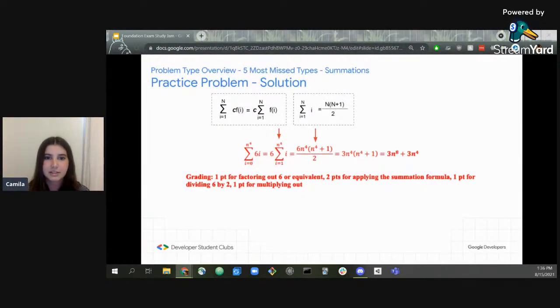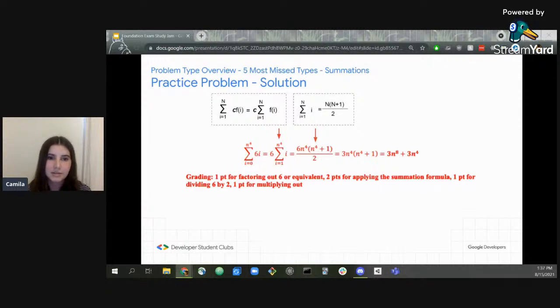So here the first thing we're going to want to do is pull out the 6, which is a constant. We can pull it out so it's easier for us to plug in the other formula, which is just the formula for i, the summation formula for i. And instead of using n here, we can use n to the power of 4, which is basically just the same thing. And then after pulling out the 6 and plugging in that formula, we can just solve everything out.